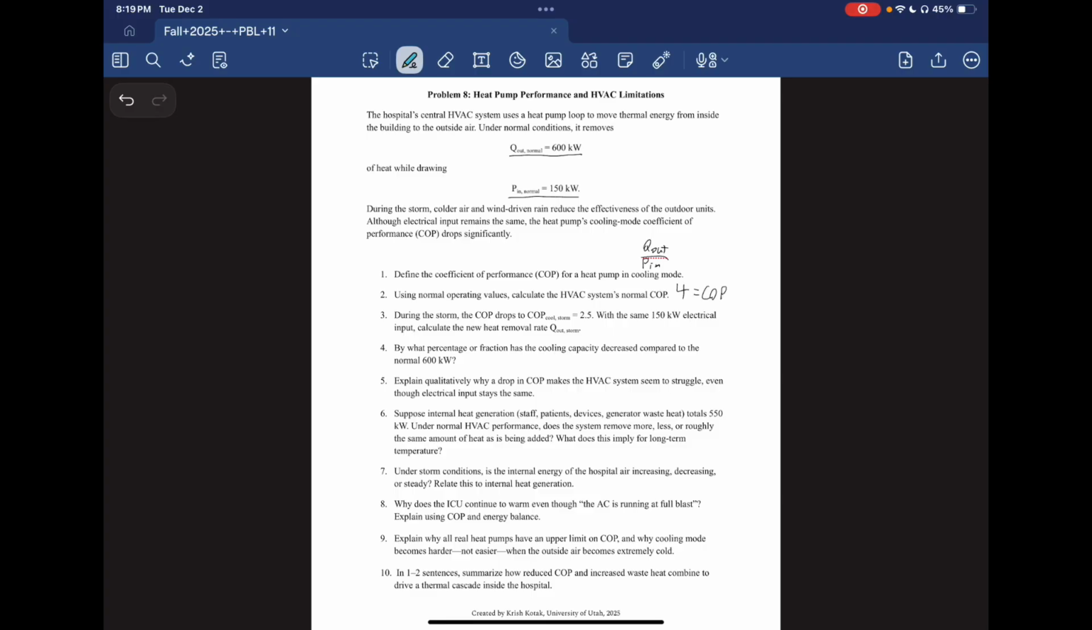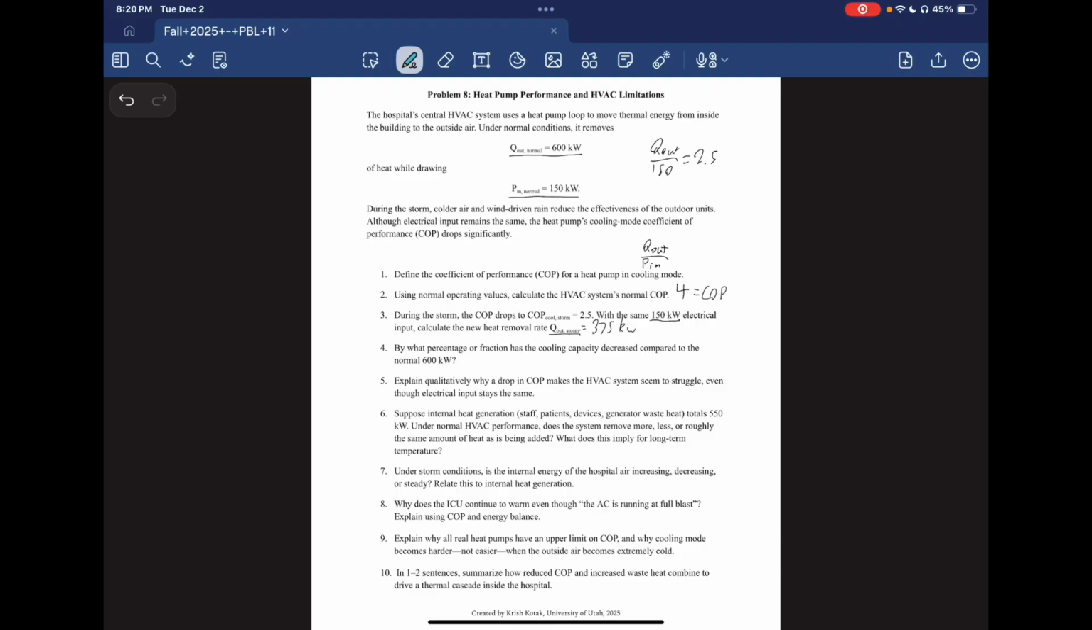And then during the storm, the coefficient of performance drops to 2.5. If we have the same 150 kilowatt electrical input, we need the new Q out. So here we have Q out over the same input, 150, equals 2.5. So you just multiply 2.5 by 150, and you get that Q out equals 375 kilowatts.